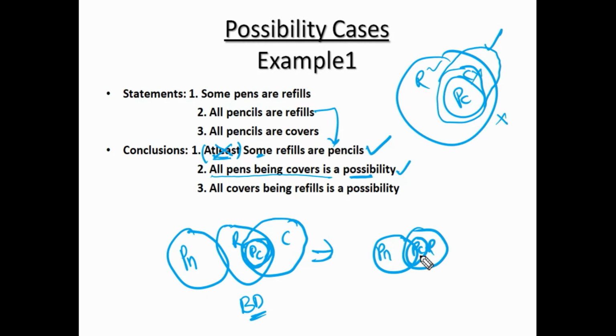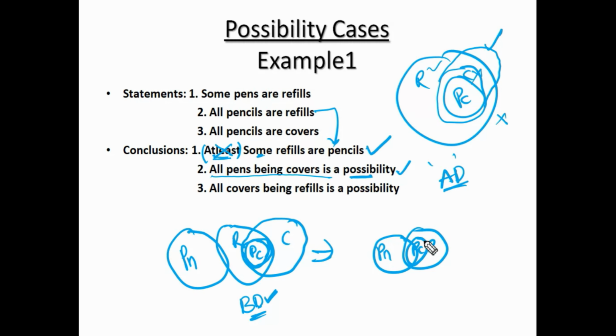Sir, in the previous class you mentioned that without anything in the statement, we should not intersect the other circles. Yes, that is a rule only when drawing the basic diagram. In the previous class, you can check the definition of the alternative diagram. What we mentioned there is that if it is possible, we can intersect with other circles also. Sir, actually pencils should be inside refills. If it is possible, we have to intersect pencils with pens also. Okay, all right. Next, all pencils are covers.